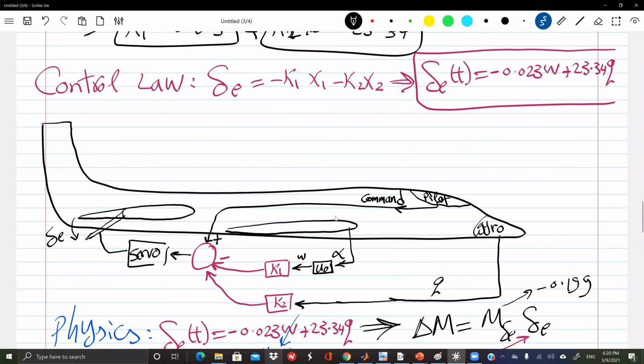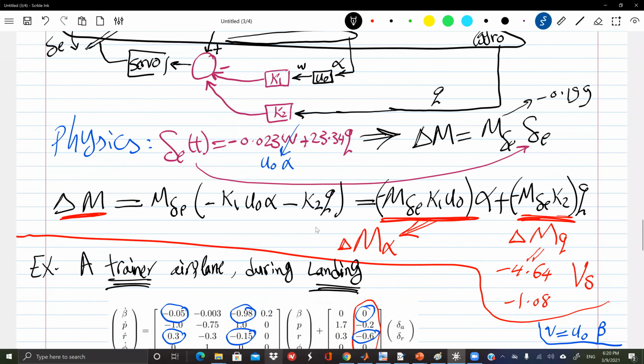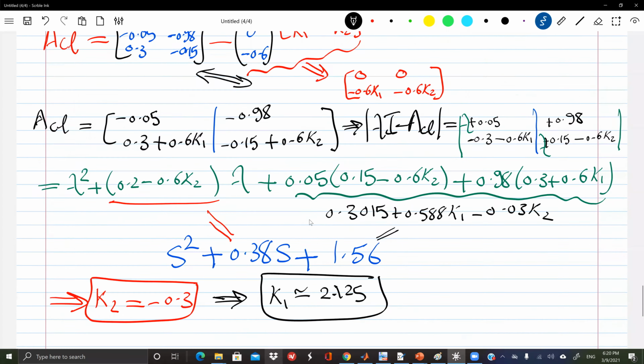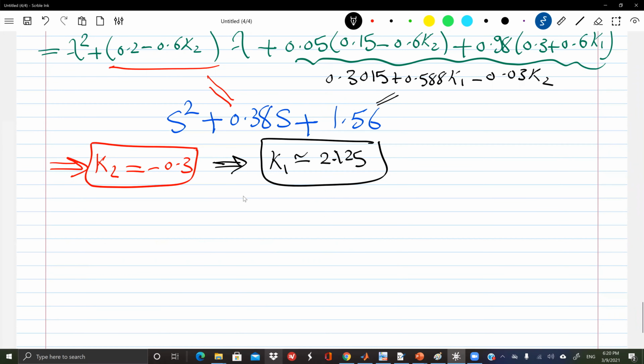I'm not going to do it again. It's very similar to this one. But in the homework and in the final, you're required to write down the control law and explain the physics that changed in the airplane characteristics due to this feedback. So what is my control law? Can anybody say? What is the control law here? What's your input? What's my input?